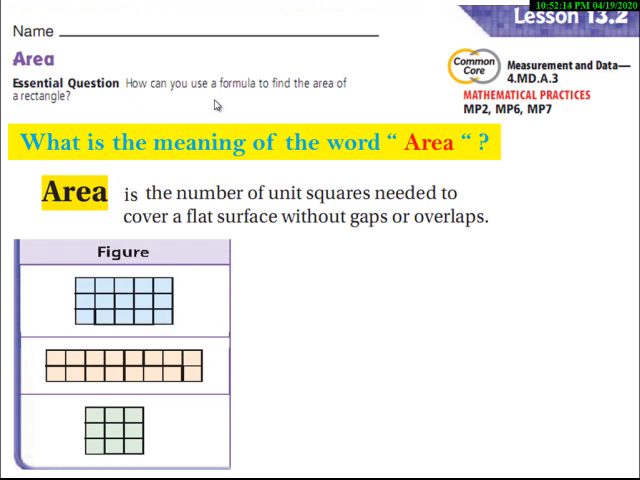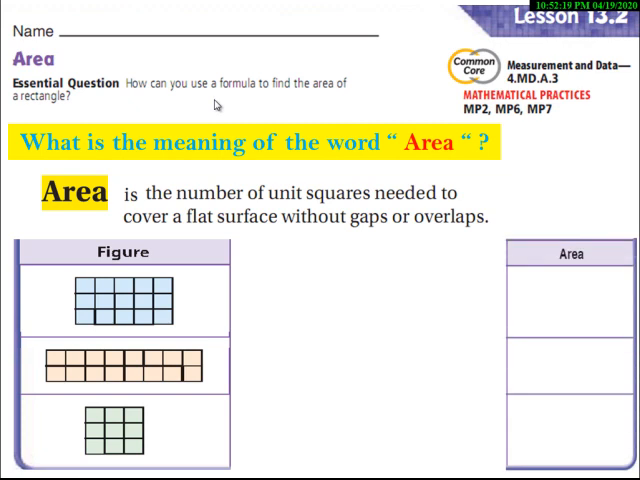For example, if you have those figures and you want to find their areas, what should you do? You should count like this: 1, 2, 3, 4, 5, 6, 7, 8, 9, 10, 11, 12, 13, 14, 15. Now its area is 15. 15 what? 15 squares. So the number of unit squares for the first figure is 15, so its area is 15.